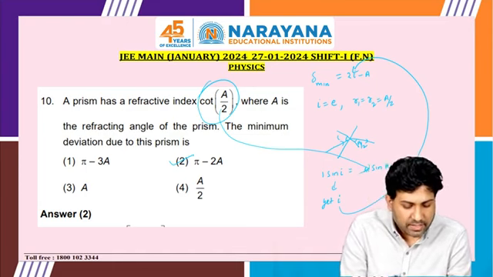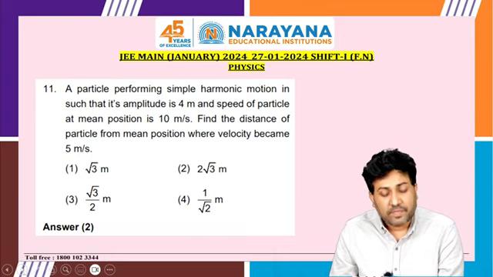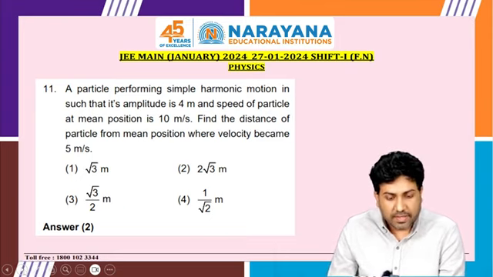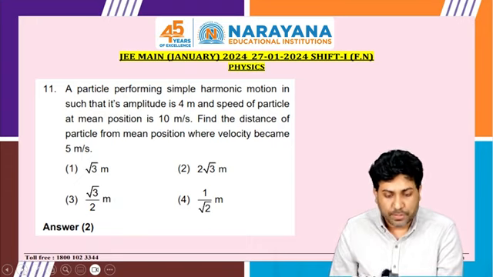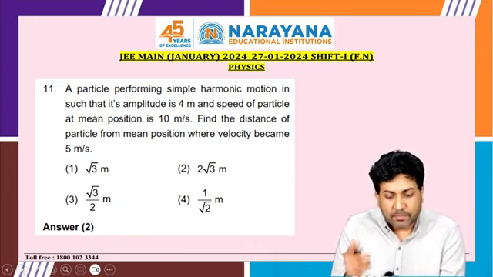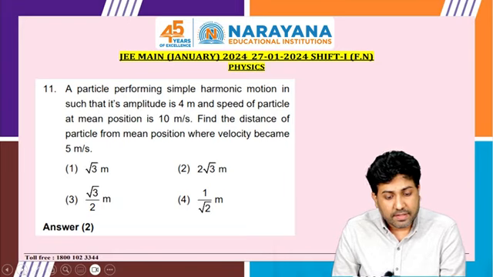Okay, all right, let's move to the next question. In the next question, it is given that a particle is performing simple harmonic motion and the amplitude is given as 4 meter.